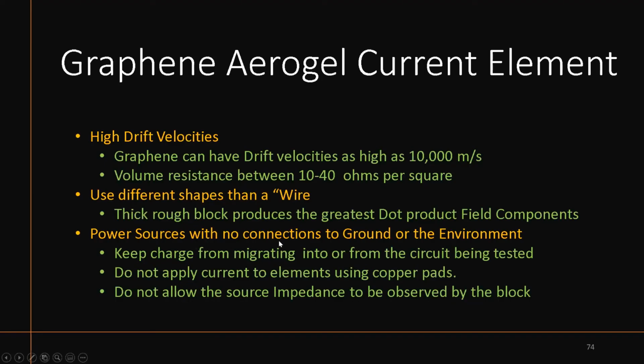And again, power sources, no connection to ground, keep charge from migrating to the circuit, do not apply current to the elements using copper pads, and do not allow source impedance to be observed by the block. That's really critical here for this one, because using the tube isolators for a graphene sheet probably isn't absolutely necessary. You might get away without using them, but it definitely is necessary for a block like this.